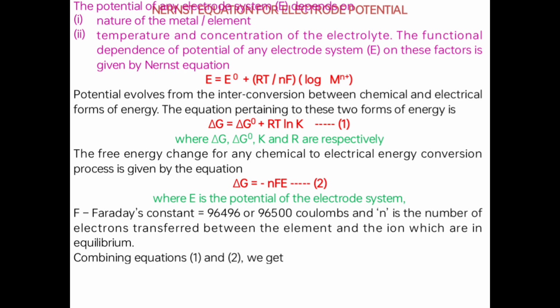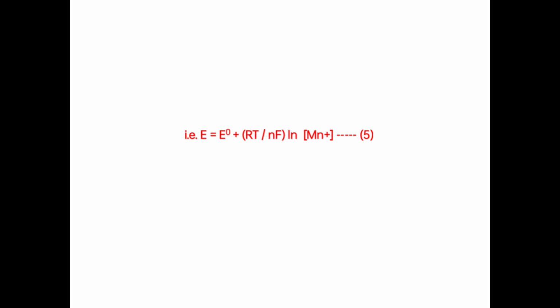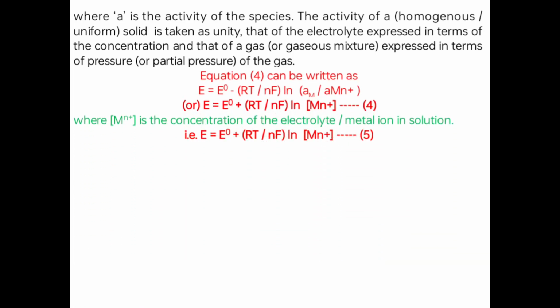Combining equations 1 and 2, we get minus nFE is equal to minus nFE naught plus RT ln K, where E naught is the standard electrode potential of the electrode system. That is, E is equal to E naught plus RT by nF ln a of Mn+, where a is the activity of the species. The activity of a homogeneous uniform solid is taken as unity, that of an electrolyte is expressed in terms of concentration, and that of a gas in terms of pressure of the gas.